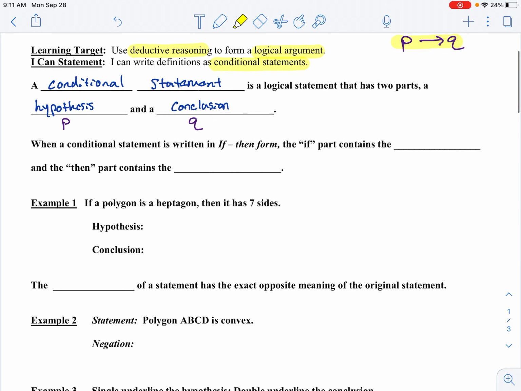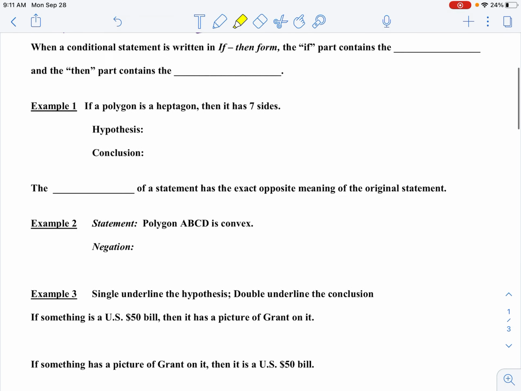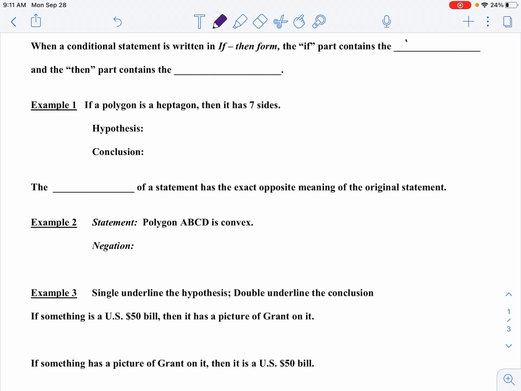So when a conditional statement is written in if-then form, the if part contains the hypothesis, which we will call P. The then part contains the conclusion, just to reaffirm it in your brains. Hypothesis P, conclusion Q, and again, that P, Q notation. If P, then Q. Hypothesis, conclusion.